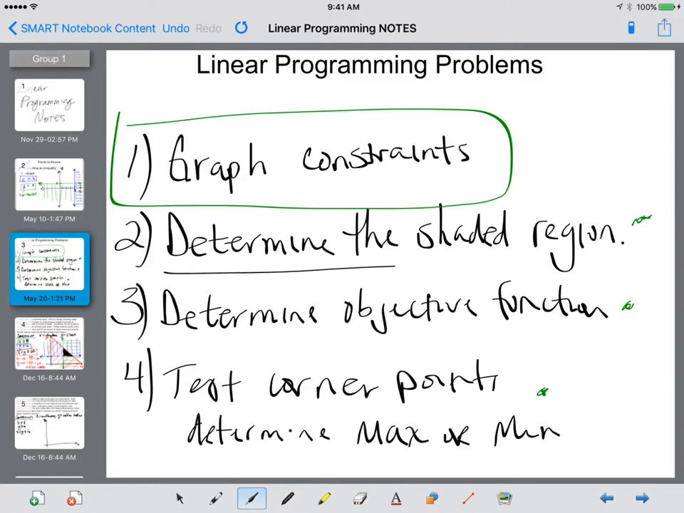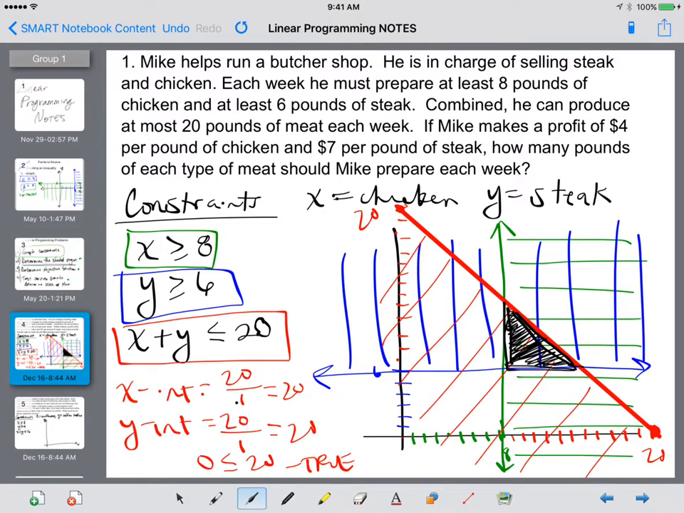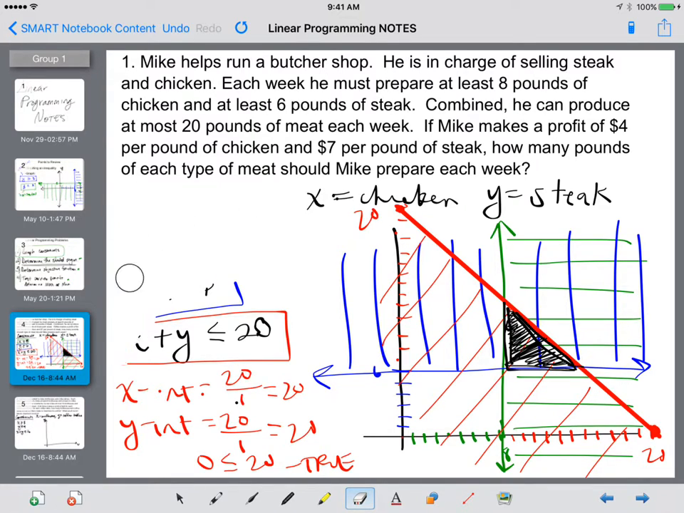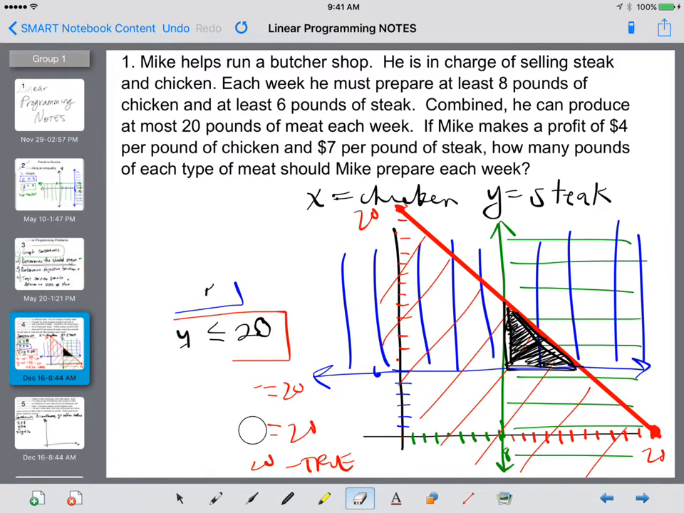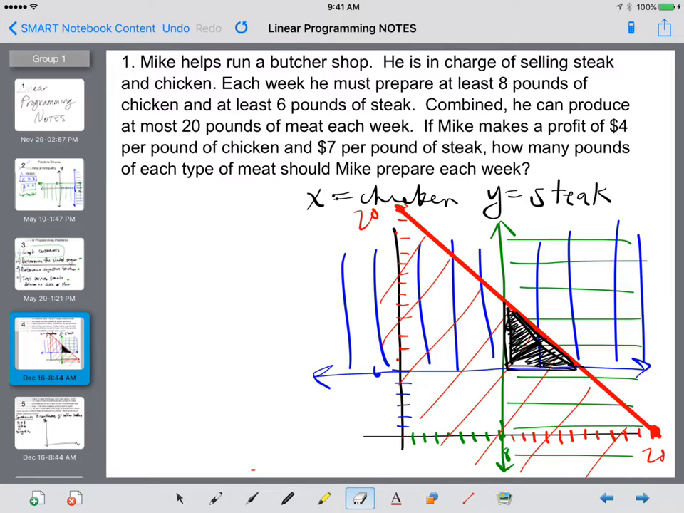We just determined the shaded region part of the problem. So here's what I'm going to do. If you need to come back to it, you can always rewind the video. I'm going to erase this part. I'm going to leave the graph because I need space to do the next part of our problem.